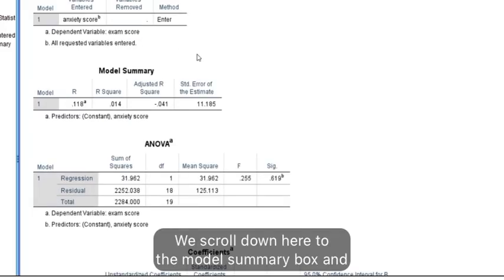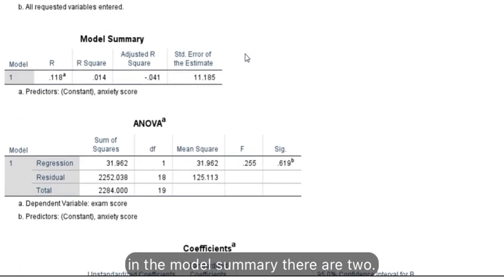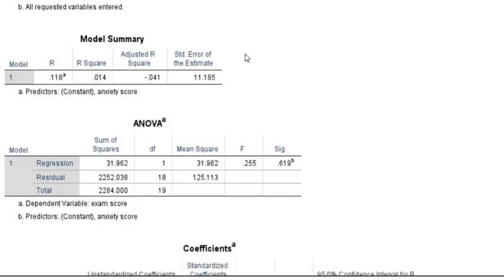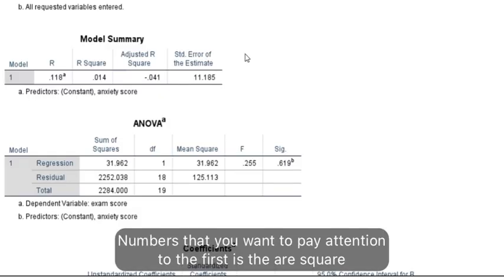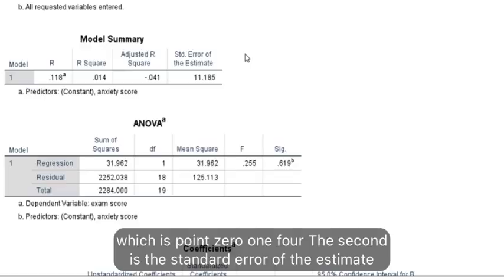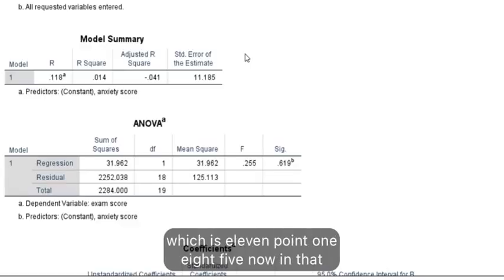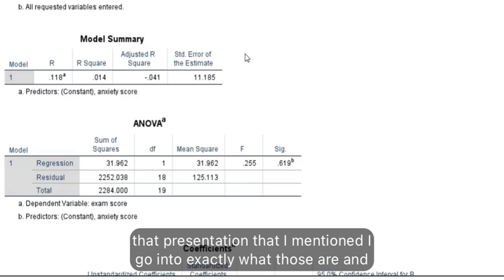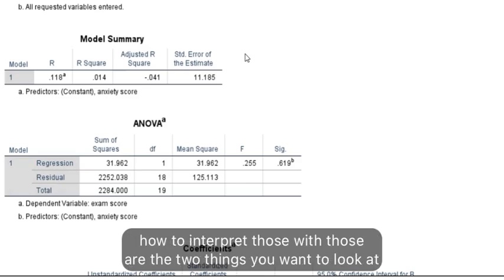We scroll down here to the model summary box, and in the model summary, there are two numbers that you want to pay attention to. The first is the R-square, which is 0.014. The second is the standard error of the estimate, which is 11.185. Now, in that presentation that I mentioned, I go into exactly what those are and how to interpret those, but those are the two things you want to look at.